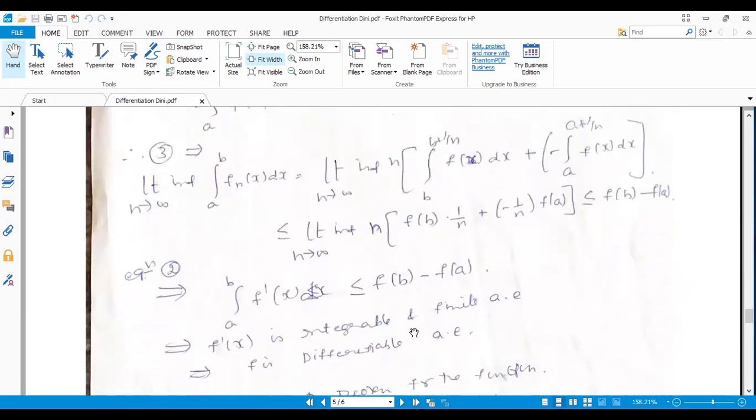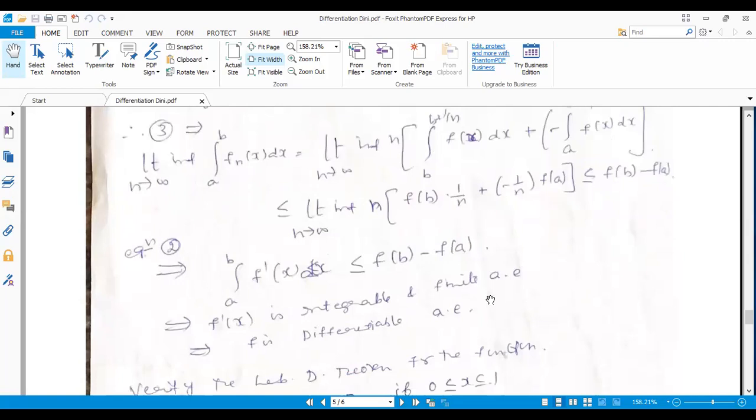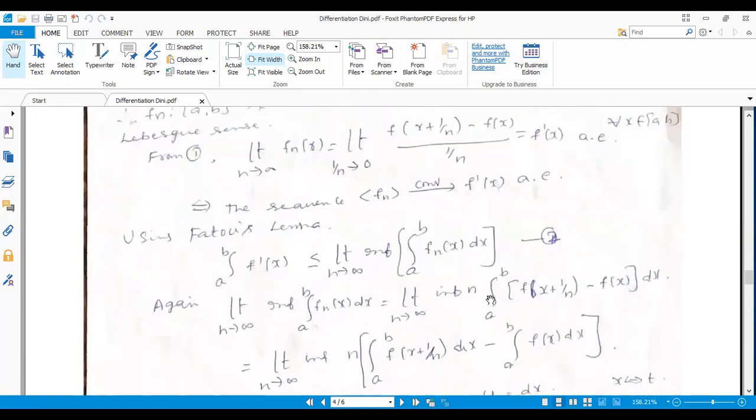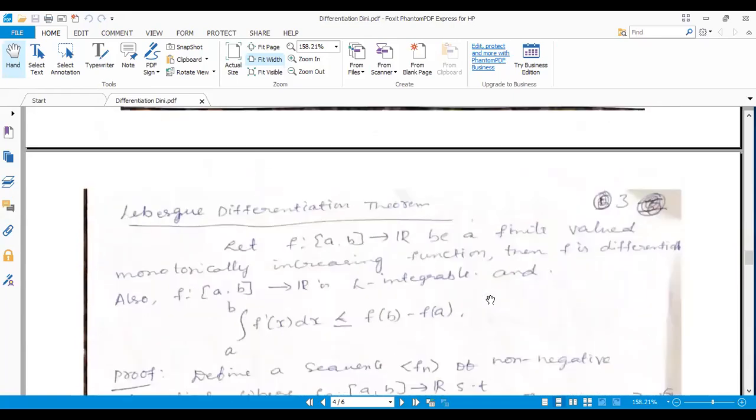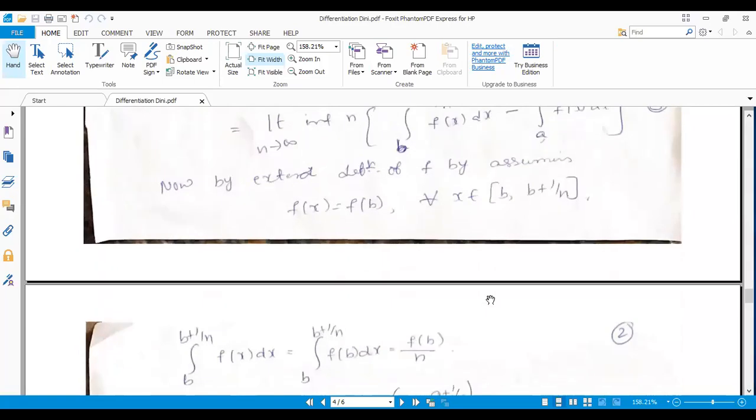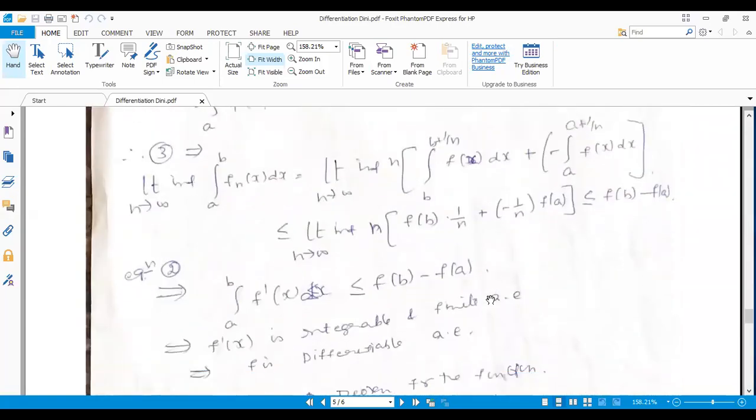Then equation 2 becomes the integral from a to b of f dash x dx is less than or equal to the limit of n tending to infinity, infimum of the integral from a to b of f n x dx, and this value is less than or equal to f of b minus f of a. This means f dash x is an integrable function and also finite almost everywhere, which means f is differentiable almost everywhere. This is the theorem you must remember. This is the fundamental theorem, and we also call it the Lebesgue differentiation theorem. State and prove the Lebesgue differentiation theorem means state and prove this one.